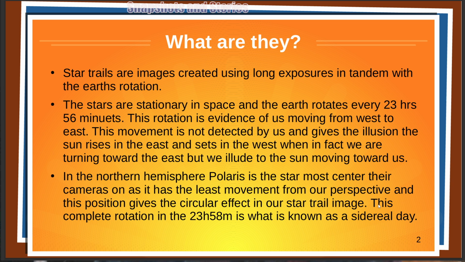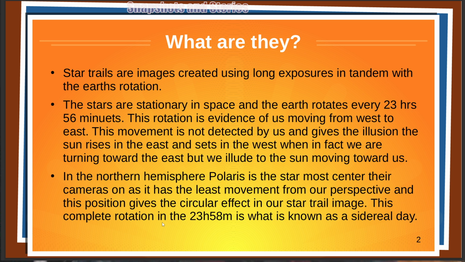The stars are stationary in space, and the Earth rotates every 23 hours, 56 minutes. This rotation is evident of us moving from west to east. This movement is not detected by us, as it gives us the illusion that the sun rises in the east and sets in the west, when in fact we are turning toward the east, but will allude to the sun moving toward us. In the Northern Hemisphere, Polaris, everybody's heard of the North Star, is the star most centered in their cameras, as it has the least movement from our perspective. And this position gives us that circular effect in the star trail image.